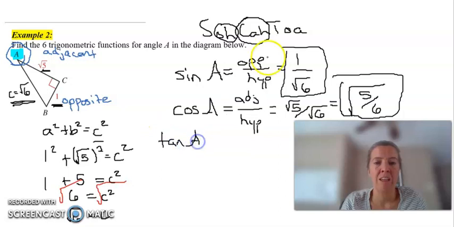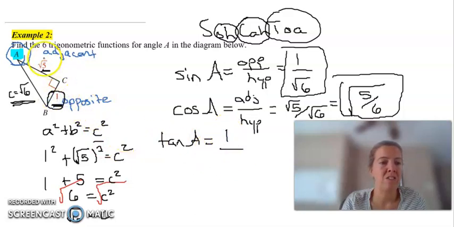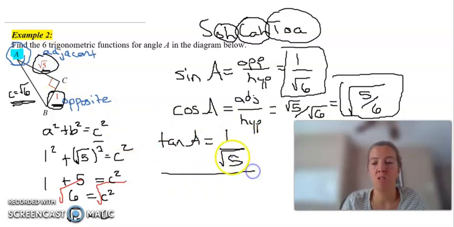Tangent of A, tangent, that's the OA part here, so that's opposite over adjacent. So the opposite side has length 1, the adjacent side has length square root of 5. And that's all you need to do for finding the values of the trig functions if you know the lengths of all the sides of a right triangle like this. Now, that's only 3 functions. The instructions here say 6, so let's talk about that.